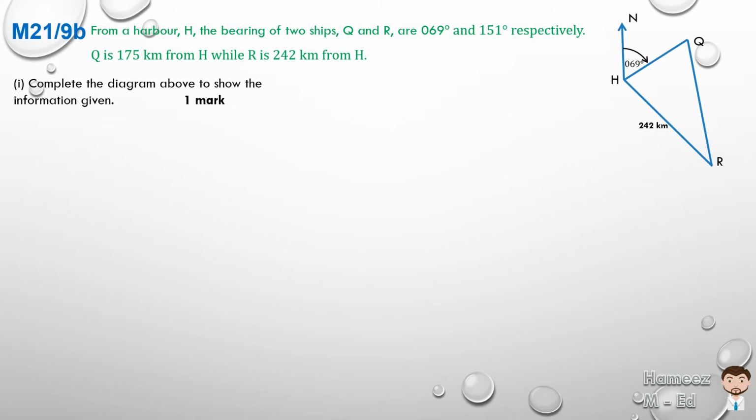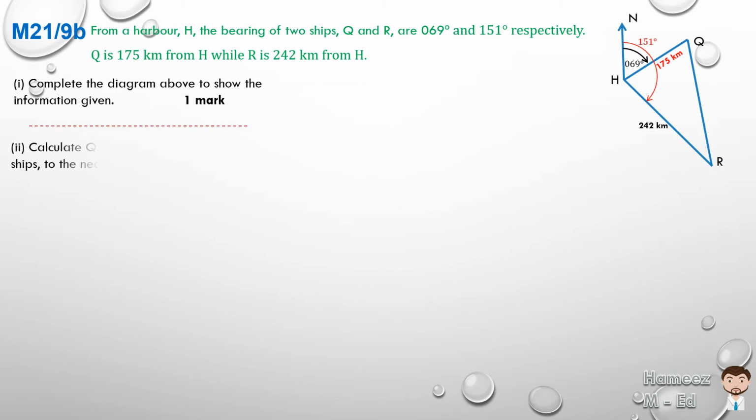So we already have 69 degrees, and we want to show the other bearing, 151 degrees. And that means that we're standing at harbor H, and we're looking up in a northerly direction, and we're turning in a clockwise direction until we face R. So let's bring up that angle in red, and that entire angle is 151 degrees. And we already have a distance of 242 kilometers from H to R, but we did not insert the distance from H to Q, which is 175 kilometers.